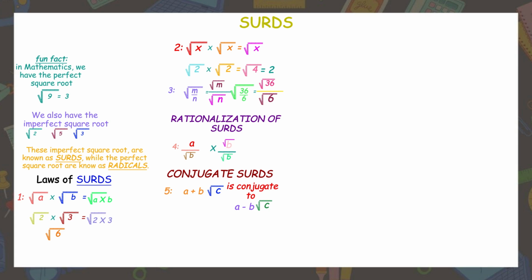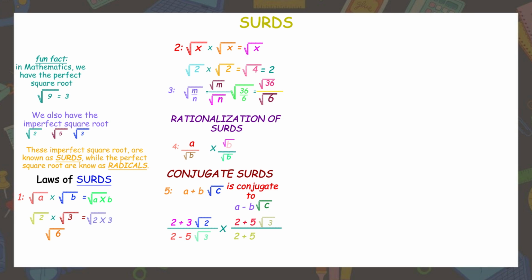For example, when we have 2 plus 3 root 2 divided by 2 minus 5 root 3. How do we rationalize this? You look for the conjugate to this one. And what is the conjugate? If it is negative here, the conjugate becomes positive, so we multiply by 2 plus 5 root 3 over 2 plus 5 root 3.